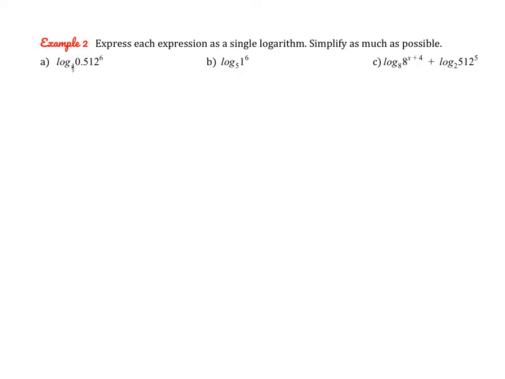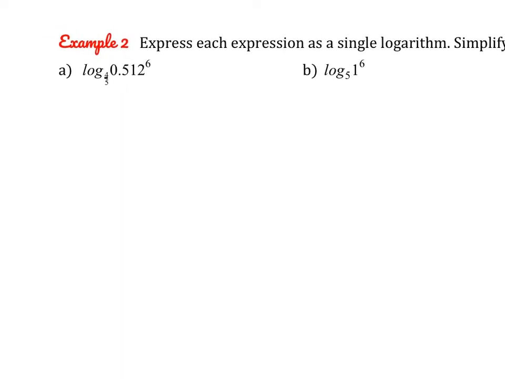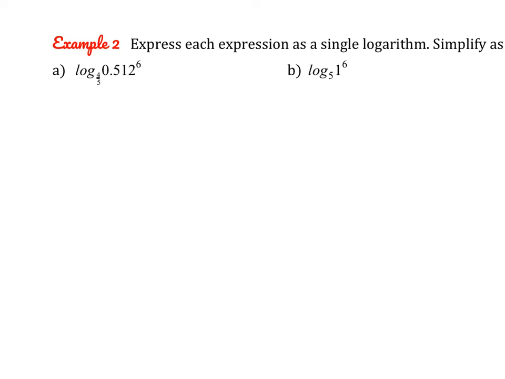Okay, now that we've seen how the basic properties work, we're going to try a couple more examples together. These are a little bit trickier. Okay, so let's look at this first one. We have log base 4/5 of 0.512 to the power of 6. So let's start with our power property. We can take this 6 and move it out front.